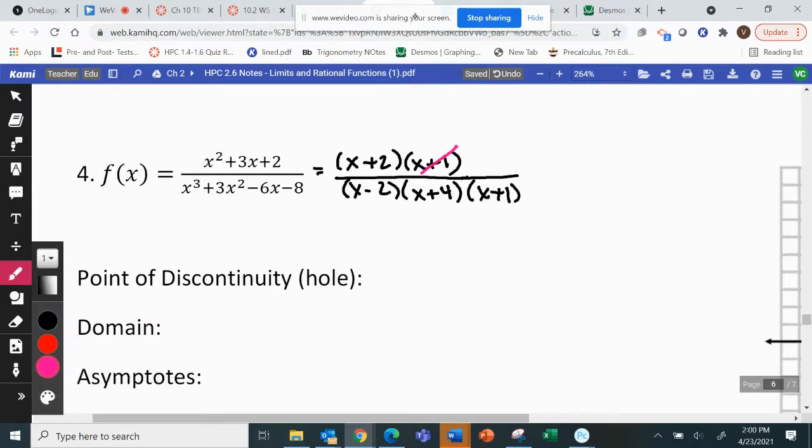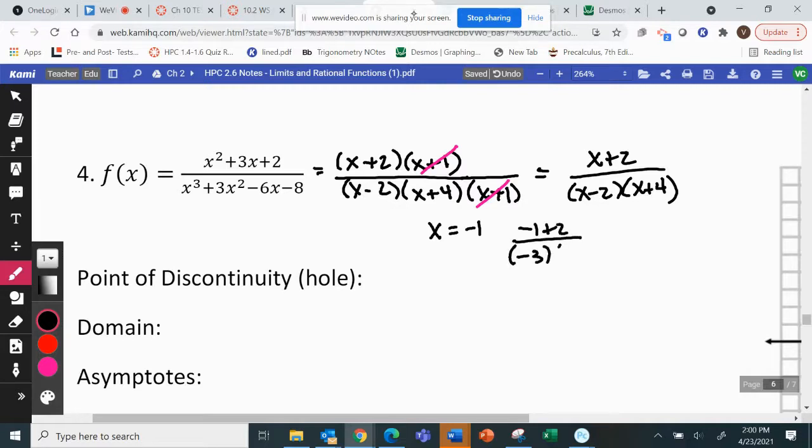So we have common factors. I need to cancel those. Now we have x plus 2 over x minus 2, x plus 4. And what I canceled ends up being a point of discontinuity, except it's not a point yet. x equals negative 1. So I need to plug that in. And so I get negative 1 comma negative 1/9. So that's my hole.